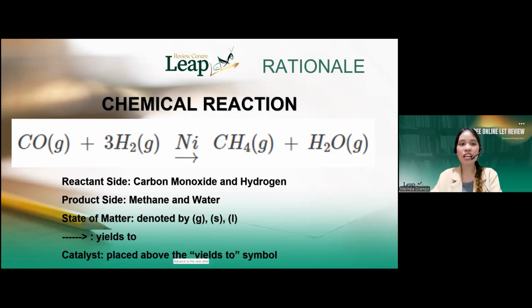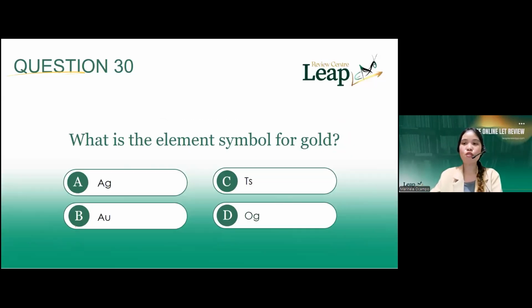Now let's proceed to the last item for this section of our discussion. So we have question number 30. What is the element symbol for gold? Okay, so you already type in your answer in here. So all of you answered letter B. Are you sure, guys? Again, we're looking for the element symbol for gold.